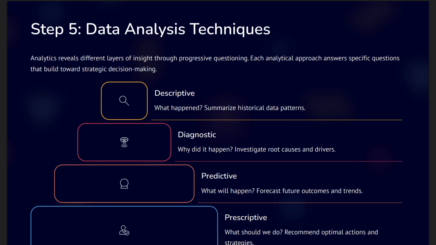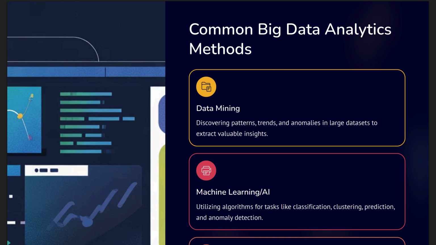Now comes the core step, analysis. There are different analytical approaches. Descriptive analysis answers what happened. Diagnostic analysis answers why did it happen. Predictive analysis answers what will happen next. Prescriptive analysis answers what should we do. Together, these methods help organizations move from simple data observation to actual data-driven decisions.